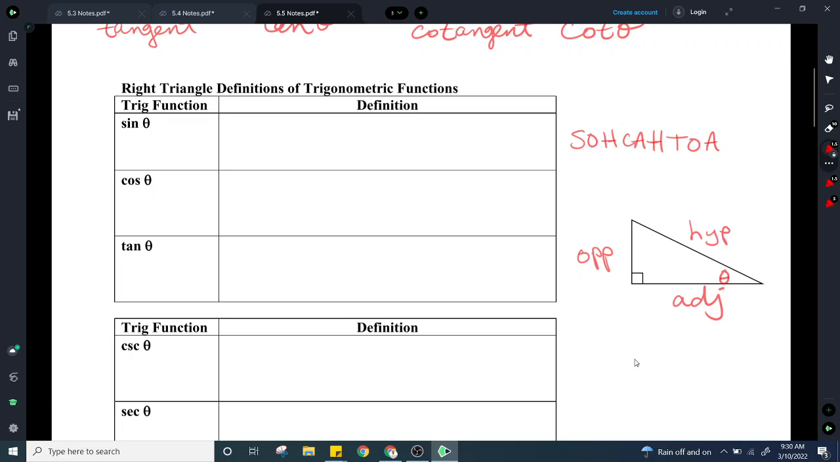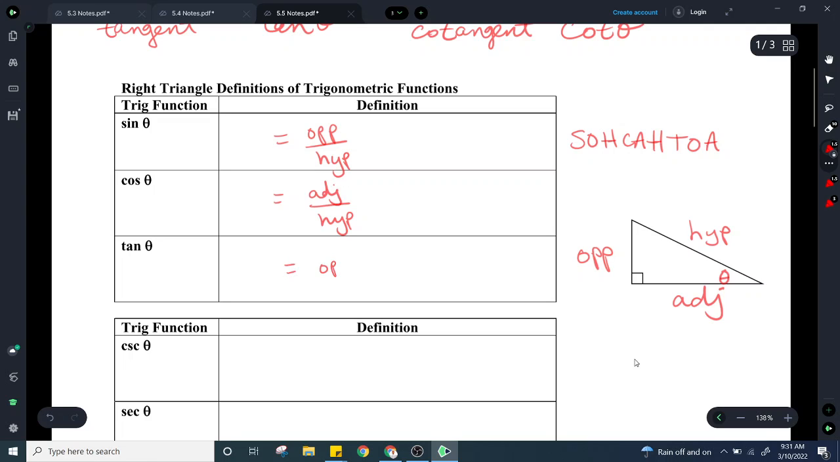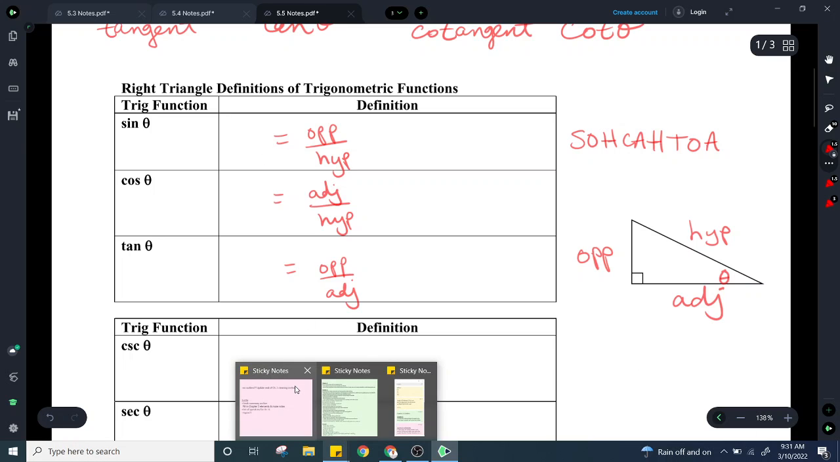That's the trick. So sine theta, of course, is equal to the opposite side over the hypotenuse. Cosine theta is equal to the adjacent side over the hypotenuse. And then tangent theta is equal to the opposite side over the adjacent. Okay? And then the other 3 fall directly from these, as long as you remember what is the reciprocal for what.